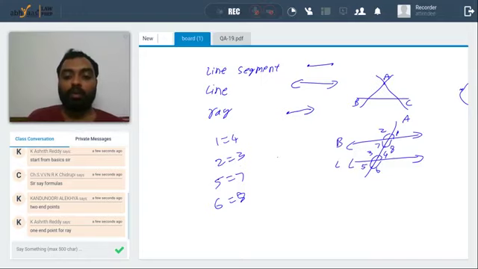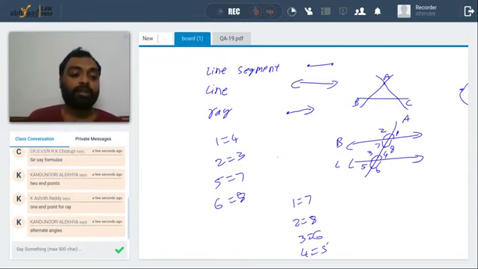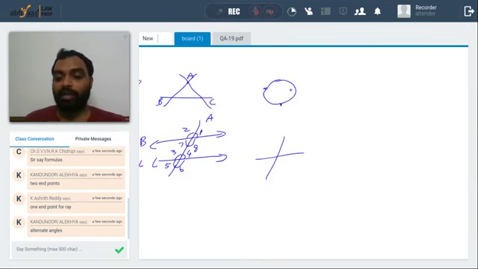Clear? Same way, 1 is equal to 7. 2 is equal to 8. 3 is equal to 6. 4 is equal to 5. These are called opposite angles. Clear this one? Observe that. When two lines are intersecting, always these angles will be opposite angles.